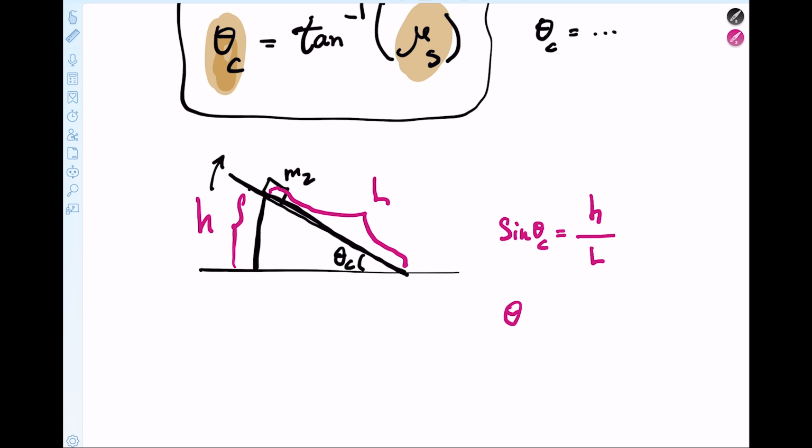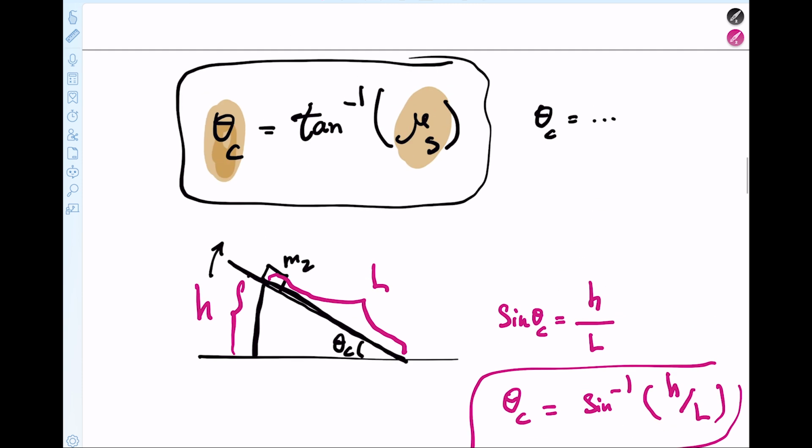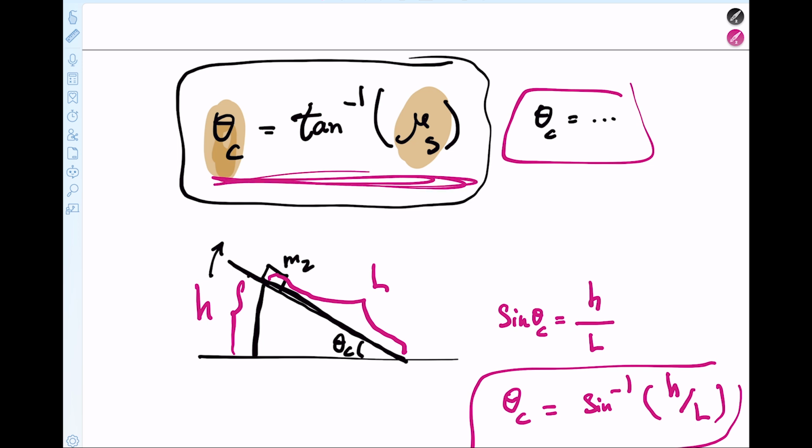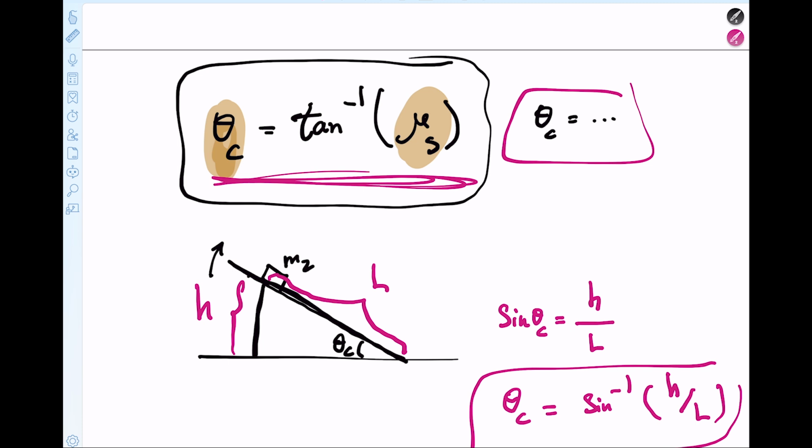All right, therefore theta c is sine inverse H over L. This is in the lab, so you can actually measure theta c, and this one is using a formula, so you can also calculate it. Then the lab manual is asking you to compare these two values to see if they're close, if they're not, and what could be the reason if they're not, and things like that. So this is what we do in this lab.